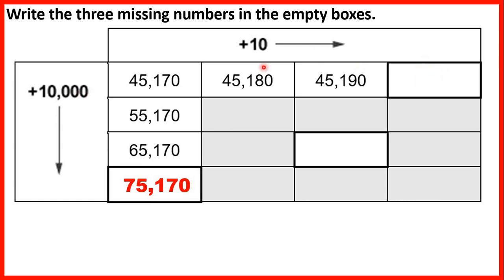Now to find this box, we can read across and we're adding 10 each time. So that's 45,170, 45,180, 45,190. So next we will have 45,200 because 10 more than 190 is 200. We're adding 10, but we already have 9 as our tens digit, so that's how we know the digit to the left, so our hundreds digit will need to change as well.